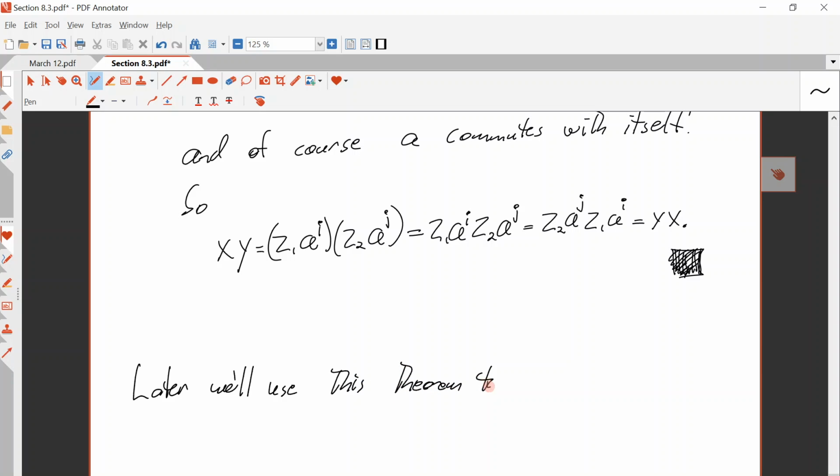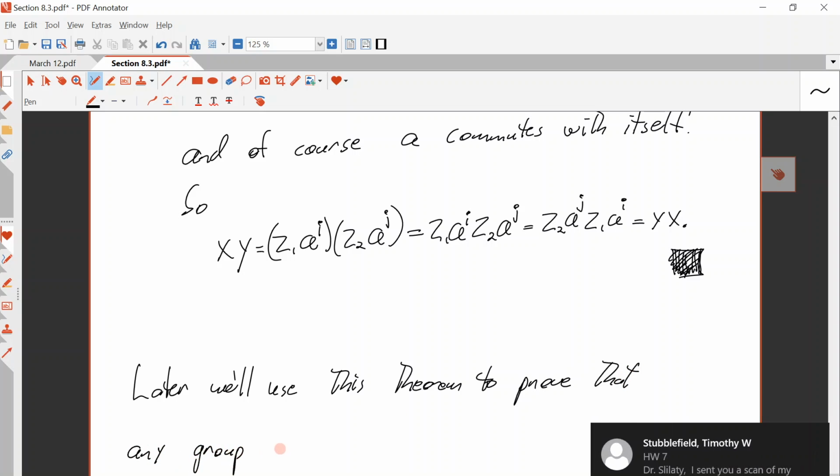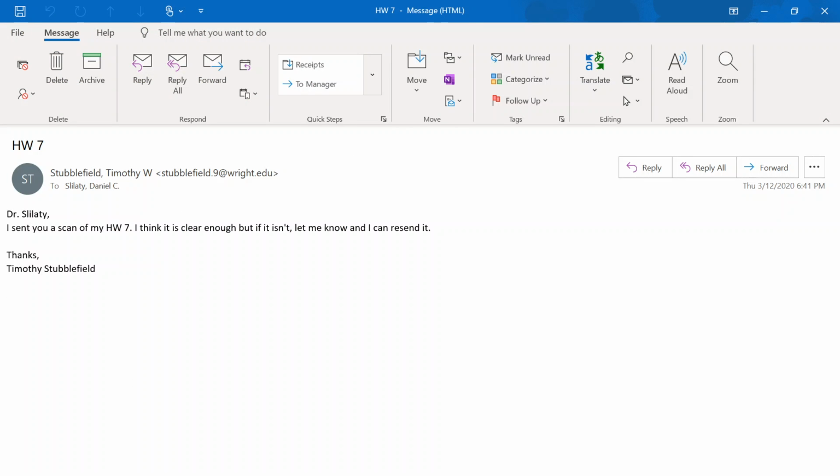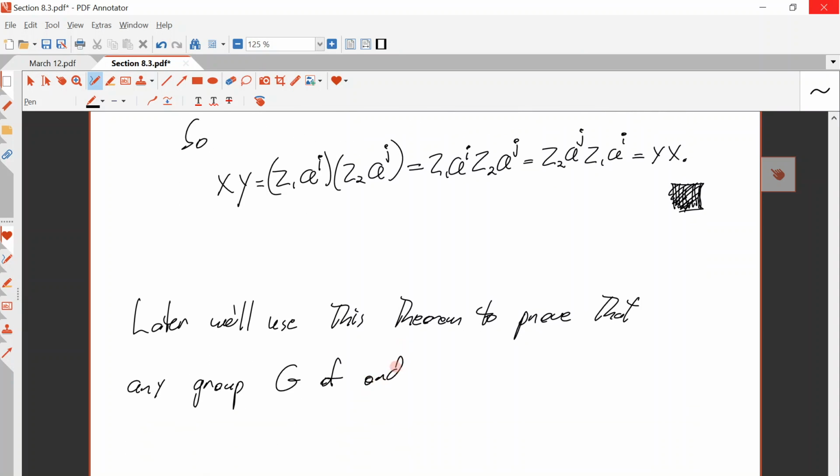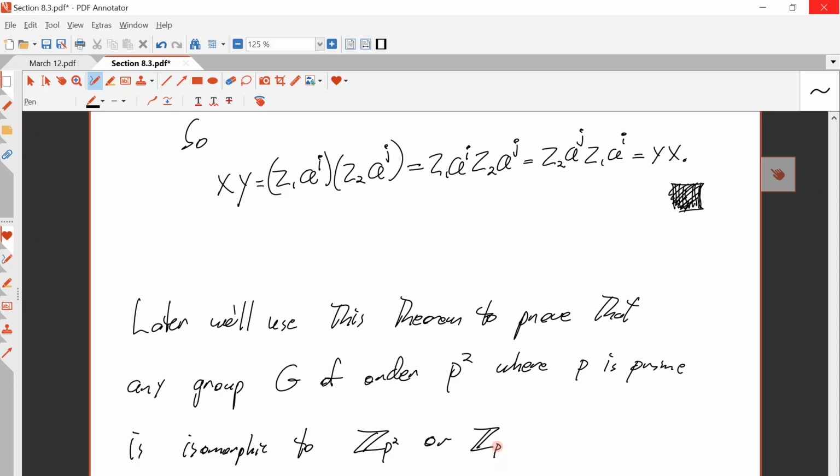Later we'll use this theorem to prove that any group G of order P squared, where P is prime, is isomorphic to ZP squared or ZP cross ZP. So either you're cyclic of order P squared or ZP cross ZP. For example, for groups of order 4, there's only Z4 and Z2 cross Z2. Same thing with groups of order 9, there's only Z9 and Z3 cross Z3. Pretty cool theorem, and we'll use this theorem to prove that.